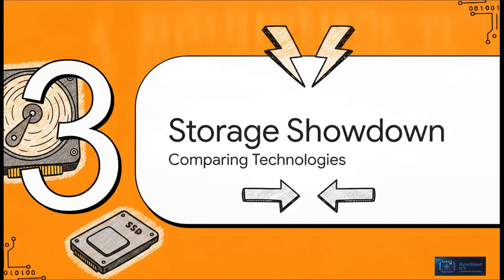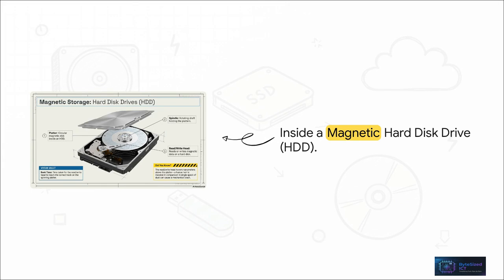Okay, getting into the fun stuff. Section 3, the storage showdown, magnetic versus solid state versus optical. First up in the ring, we have the classic magnetic hard disk drive, or HDD. Let's take a look inside. You've got a circular magnetic disk called a platter, which physically holds the data, and it's spinning rapidly on a central shaft called a spindle. Meanwhile, a mechanical read/write head moves across the platter to physically alter its magnetic polarity.